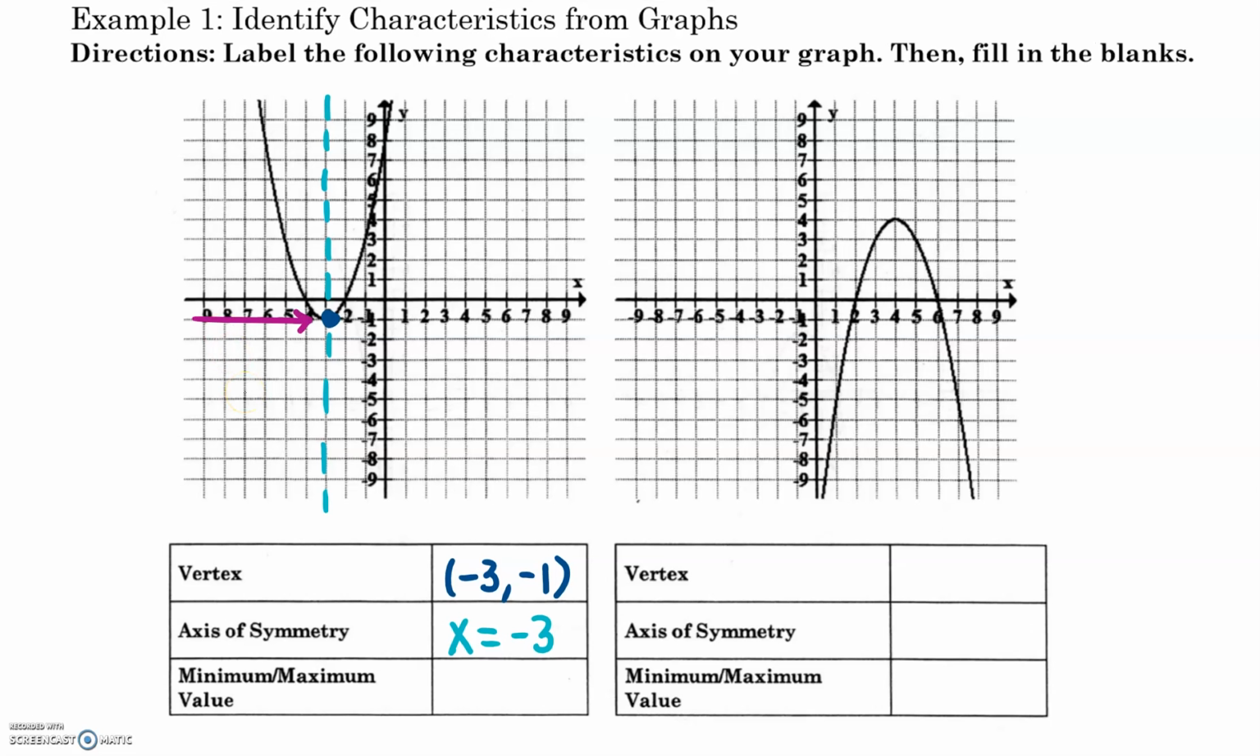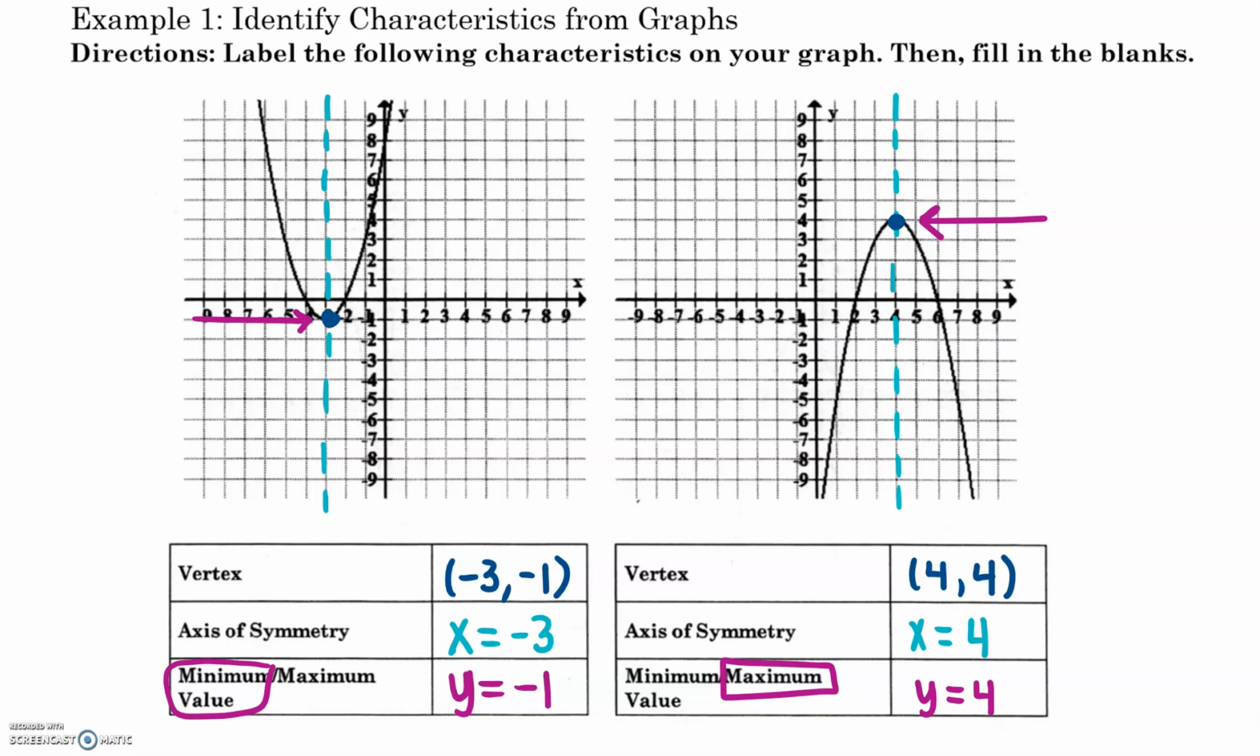Now let's take a look at the vertex. You should notice that it is the lowest point on the parabola, so we should know that that is a minimum value. In this case, we are going to use the y-coordinate to express that the minimum value of this graph is y equals -1. Now take a second, pause this video, and try the example on the right side.